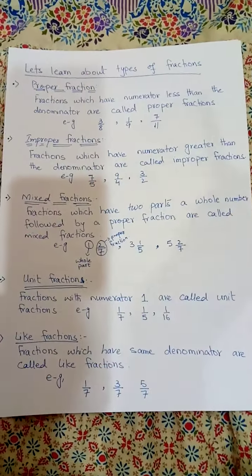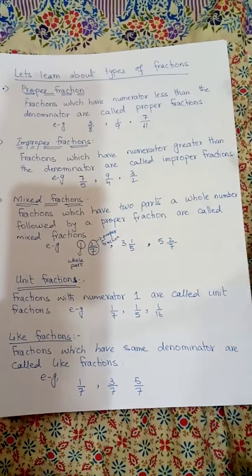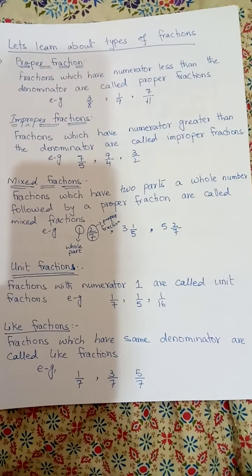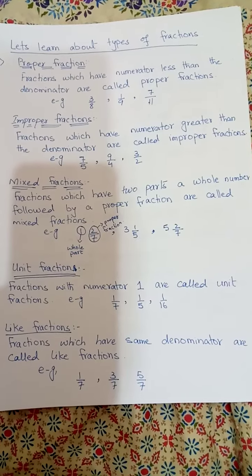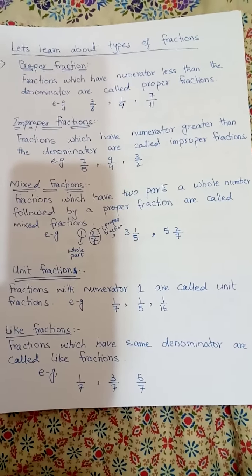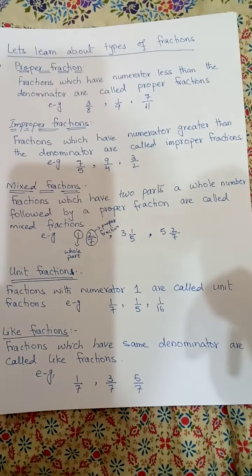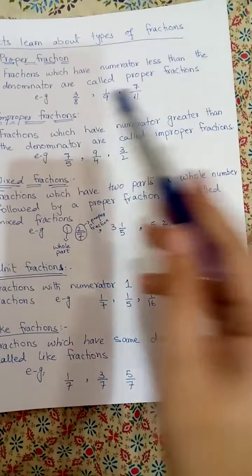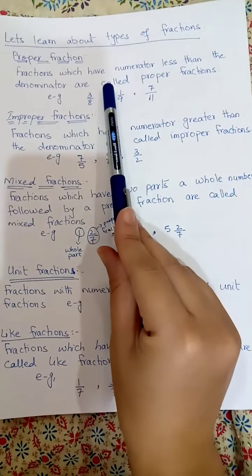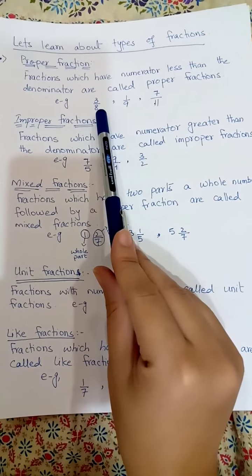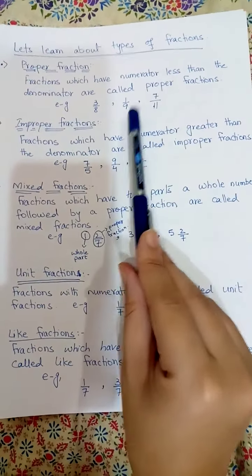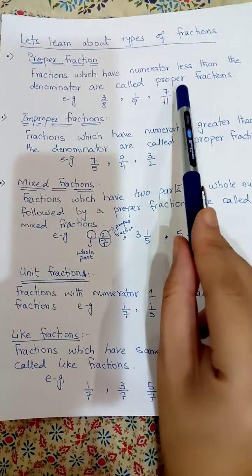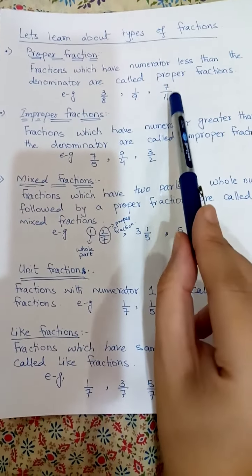Now we are going to learn about the types of fractions. So firstly we are going to discuss what is a proper fraction. Fractions which have numerator less than the denominator are called proper fractions. For example, it is very proper for a large person to hold up the small person. For example, if we are going to talk about the numbers, see the numerator is smaller than the denominator. It's 3/8, 1/9, 7/11. So these fractions are proper fractions because their numerator is smaller than the denominator.